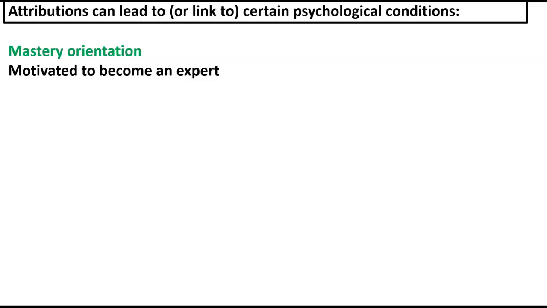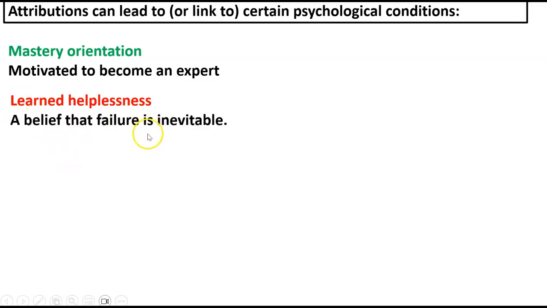Now, a negative way that attributions can form psychological conditions is linked to something called learned helplessness. Learned helplessness refers to individuals who have the psychological mindset where they believe failure is inevitable. It's always going to happen. Okay, so failure is inevitable.